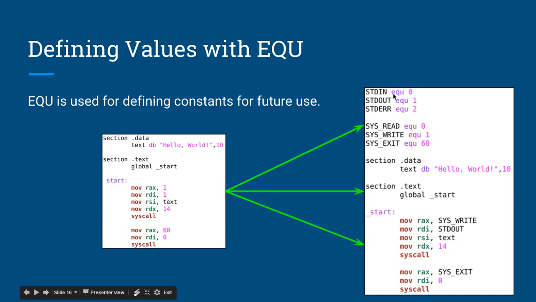So I said stdin equals 0, stdout equals 1, stderr equals 2, sysread equals 0, syswrite equals 1, sysexit equals 60. And so when I actually down here do my hello world code, I don't need to remember those values because I just move into rax syswrite, move into RDI stdout, then down here I move into rax sysexit. So you can define constants like this using the EQU.